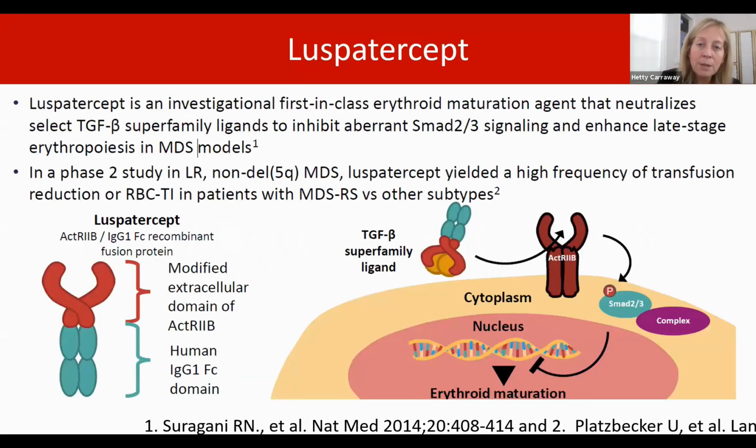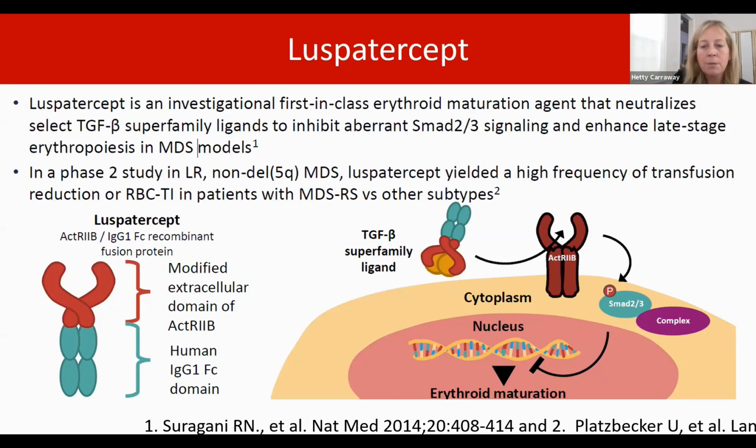I want to turn quickly to the use of luspatercept. As you all know, this is an investigational first-in-class erythroid maturation agent that neutralizes select TGF-beta superfamily ligands to inhibit the SMAD2 to 3 signaling and enhance late-stage erythropoiesis. And you will recall that in the prior talk by Dr. Masiszewski and Dr. Patel, they were talking about these reticulocytes, these baby red blood cells. And so this agent really helps that baby red blood cell to mature and become an effective erythroid cell.